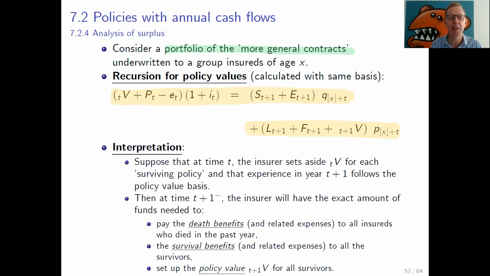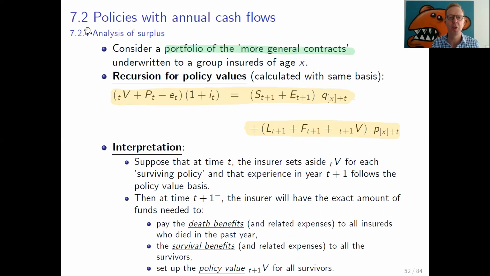Last part of this video, let us now have a look at the analysis of surplus. So the insurer will make some kind of gain or loss on the assumptions that he has made in every year. Every year you have made assumptions on interest, mortality, and expenses, and the real interest, mortality, and expenses can be different from what you have assumed, and that will lead to gains or losses. Let's have a look at this.